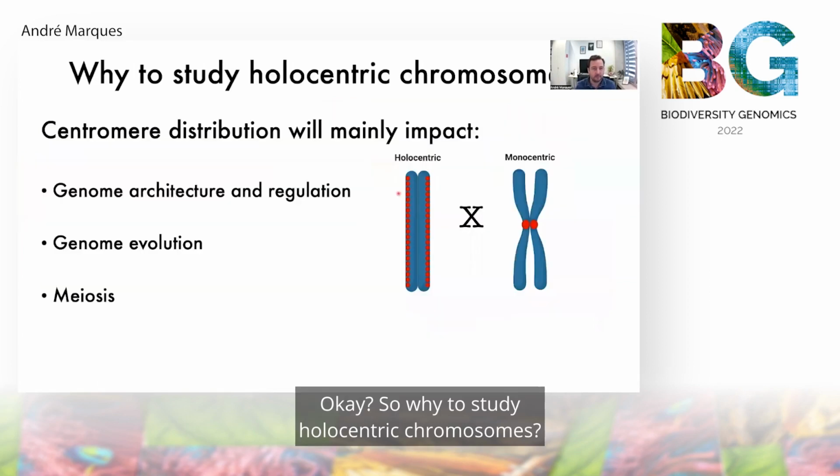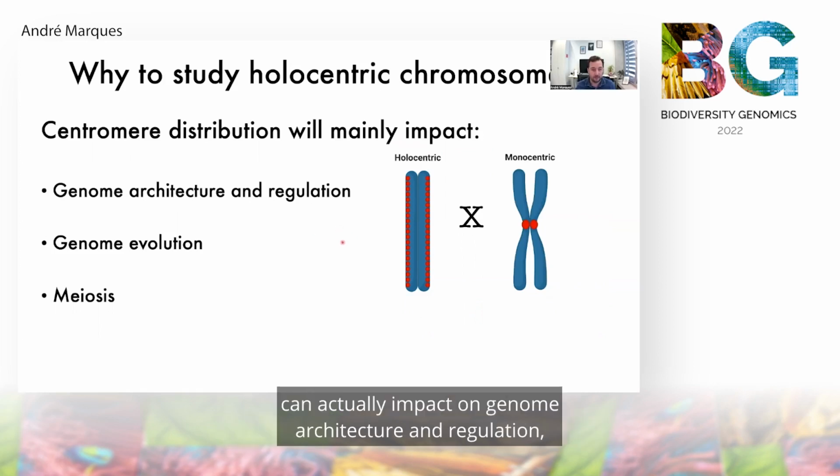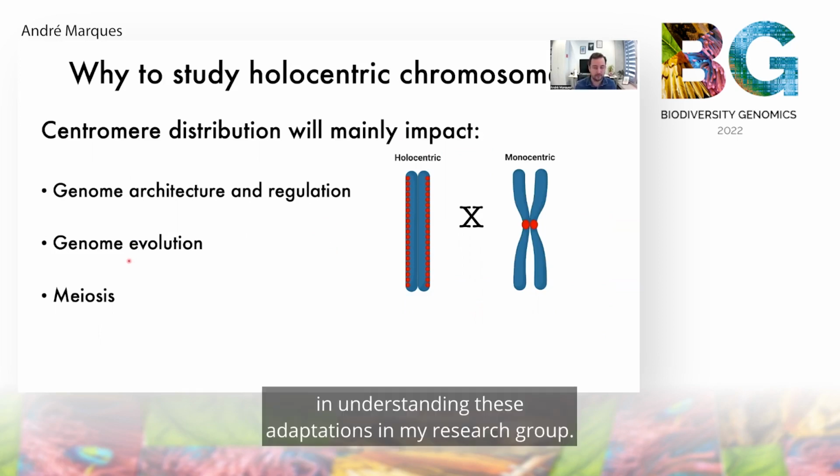So why study holocentric chromosomes? Basically, in my group, we are focused on this group of species because centromere distribution can impact genome architecture and regulation, genome evolution, and also cell division and meiosis, and we are interested in understanding these adaptations in my research group.